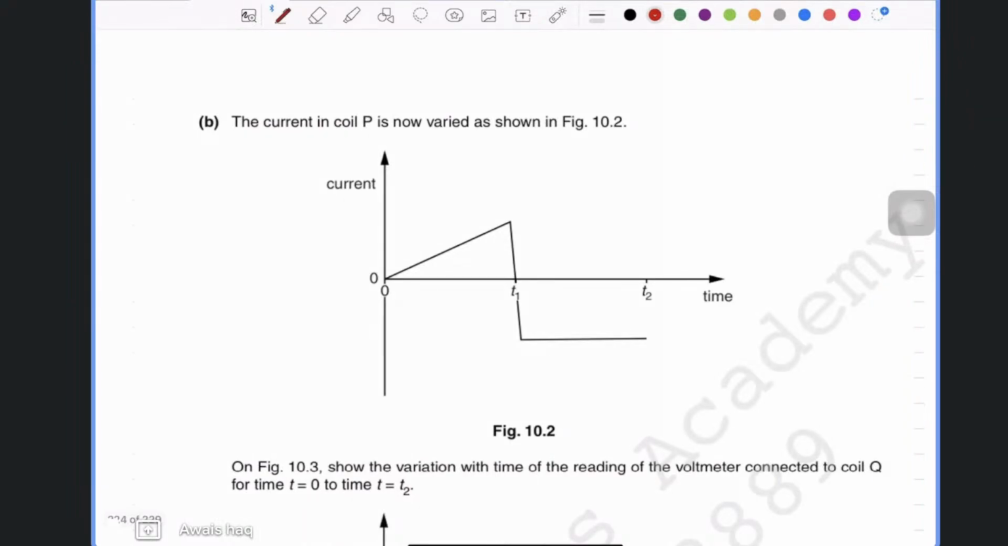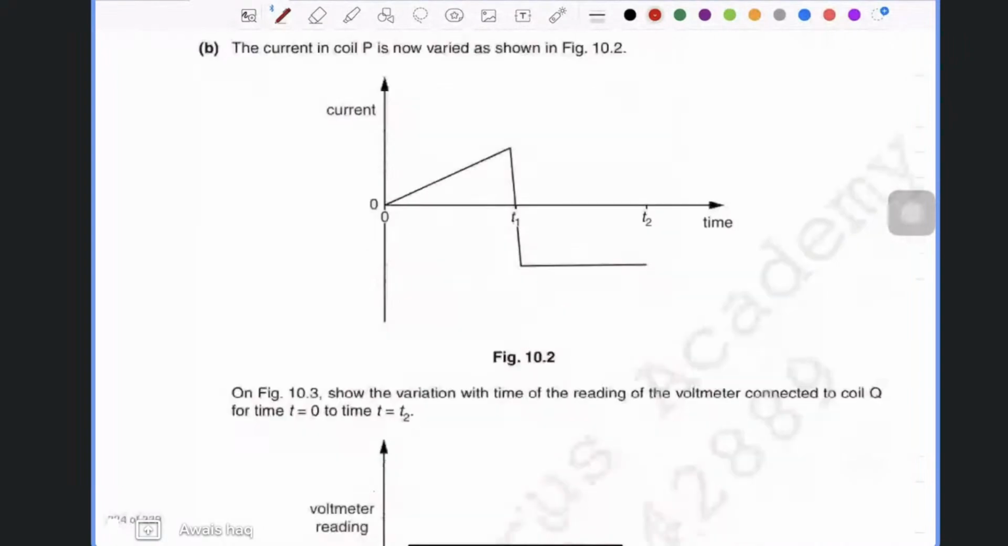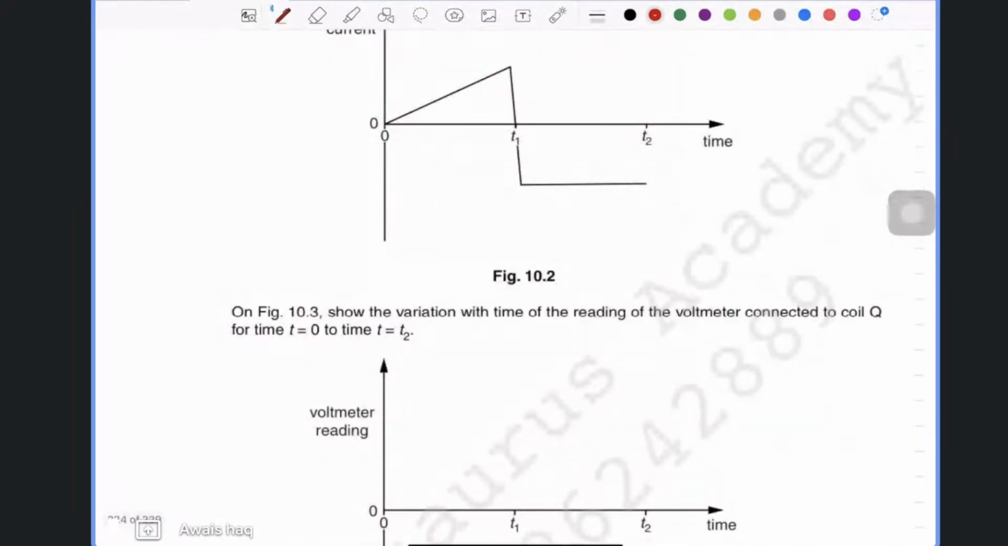Now, this question is very similar, the same thing. I just want you guys to do it. But we're gonna move to this one. It's part B of this question. Part A, you guys do it. It says the current is now this and show the variation with time of the EMF.